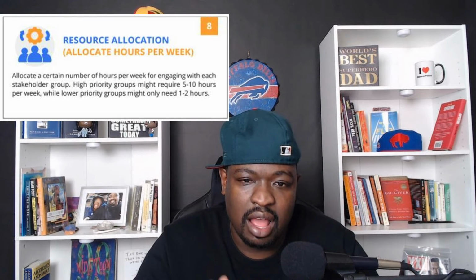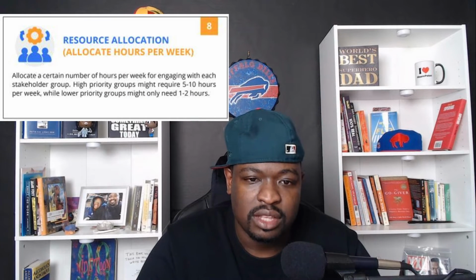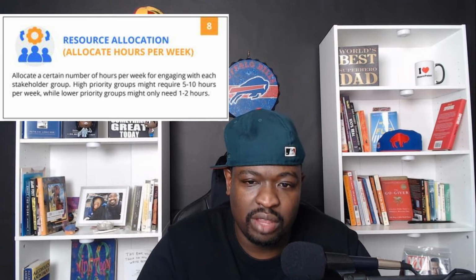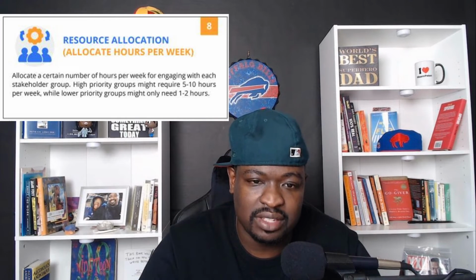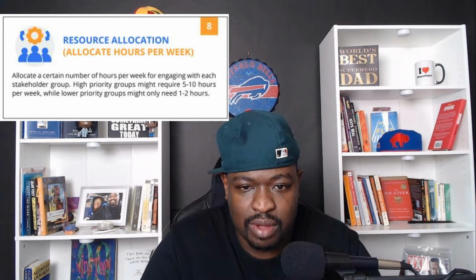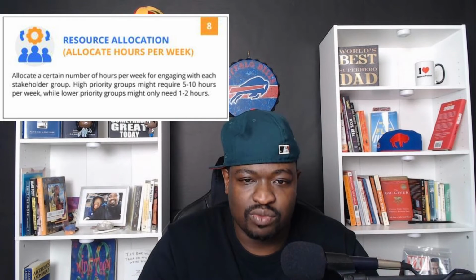Allocate a certain amount of hours per week. So allocate a certain number of hours per week for engaging with each stakeholder group. High priority groups might require 5 to 10 hours per week, while lower priority groups might only need 1 to 2 hours.